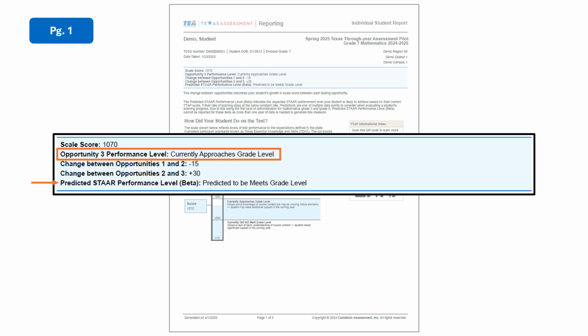These STAR predictions will not appear on reports for grades 3 and 8 math tests, as this is the first year they are being administered for TTAP, and 1 year of data is necessary to make these predictions.